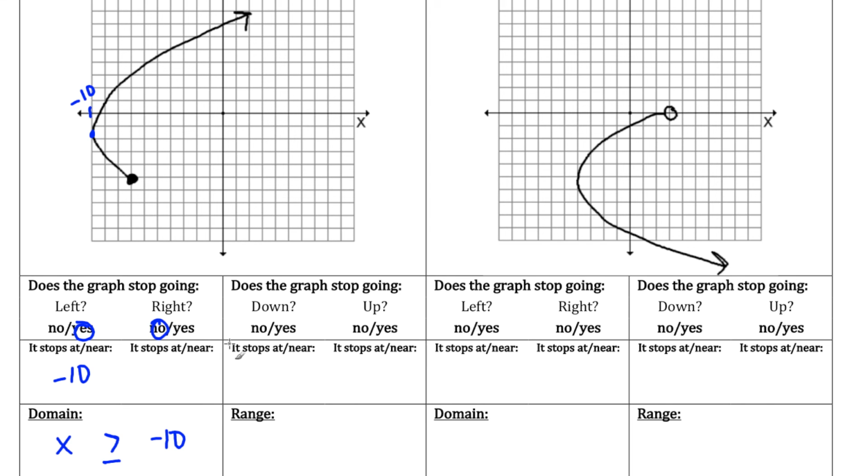Let's talk about the range. Does the graph stop going down? Yes, right here at -1, 2, 3, 4, 5, -5. Does it stop going up? No, it keeps going up forever. So we only have one limitation. So we know that all the dots are above -5. All the dots have a y that's greater than -5.